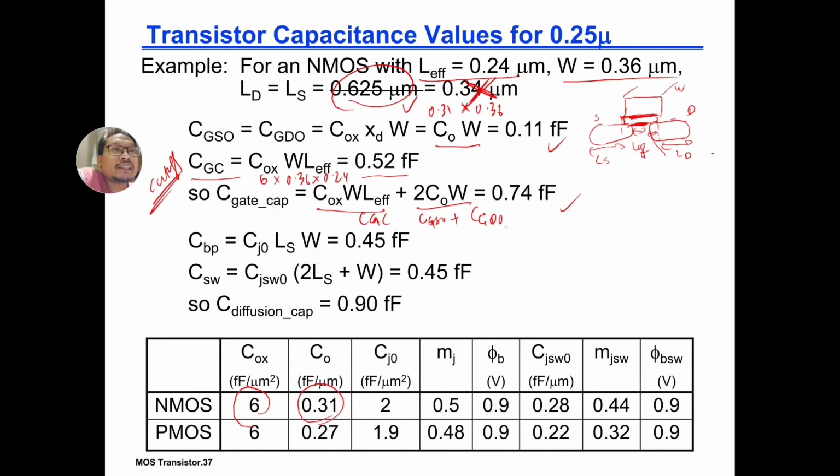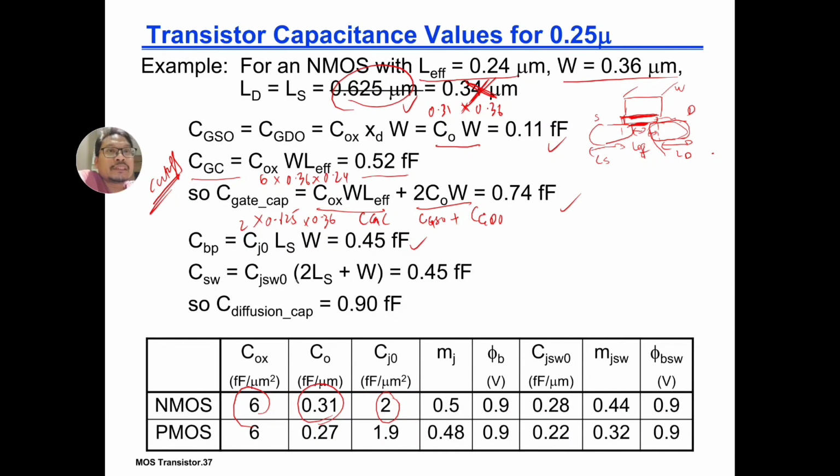And then finally we want to check what is the diffusion capacitance, this part here. So we have the bottom plate. The bottom plate is simply CJ0 times the area. Remember, CJ0 is simply the capacitance of the bottom plate per area. So it's CJ0 times 2 times LS 0.625 times W 0.36. You should be able to get this.